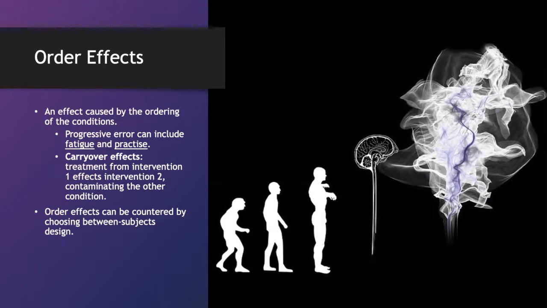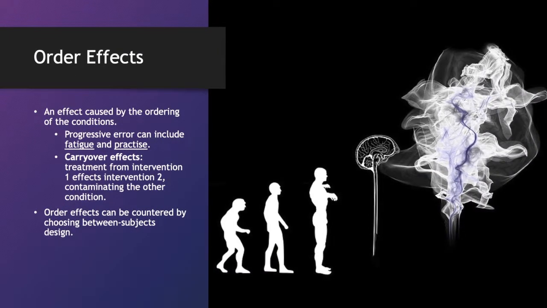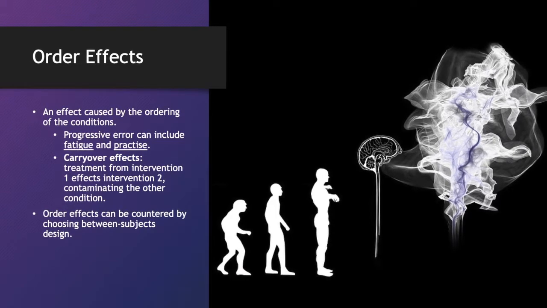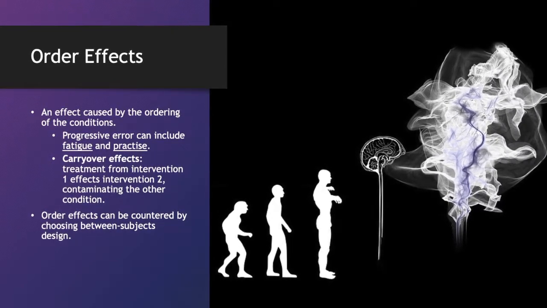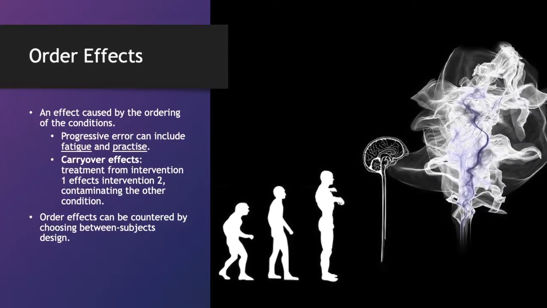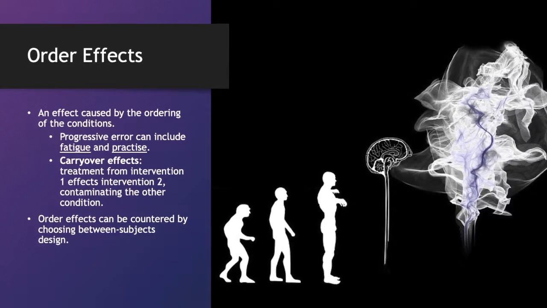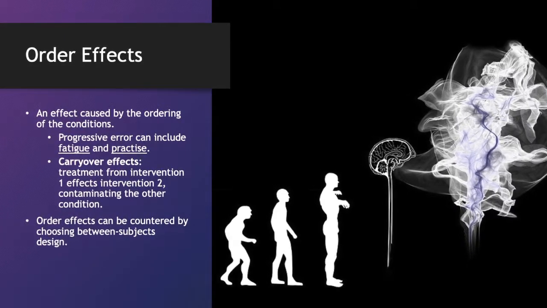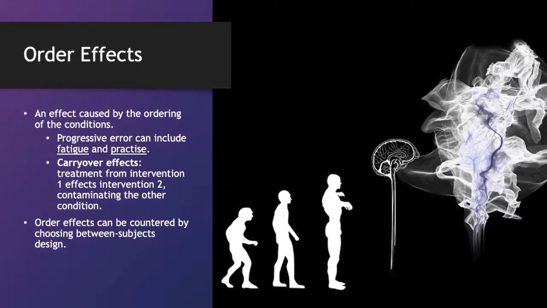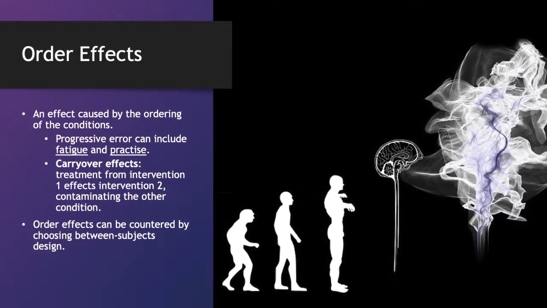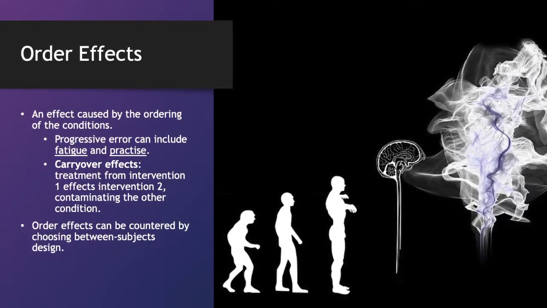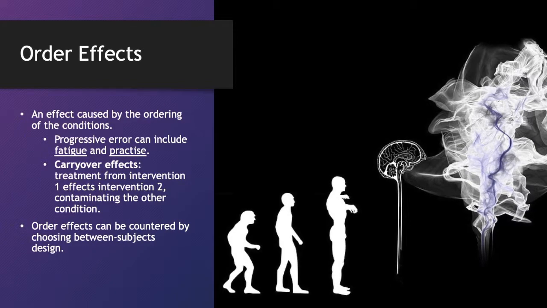Order effects are effects that are caused by the ordering of the conditions. They include progressive errors, which can include fatigue and practice, and carryover effects, such as treatment from intervention 1 affecting intervention 2, contaminating the other conditions. Order effects can be countered by choosing between subject designs.